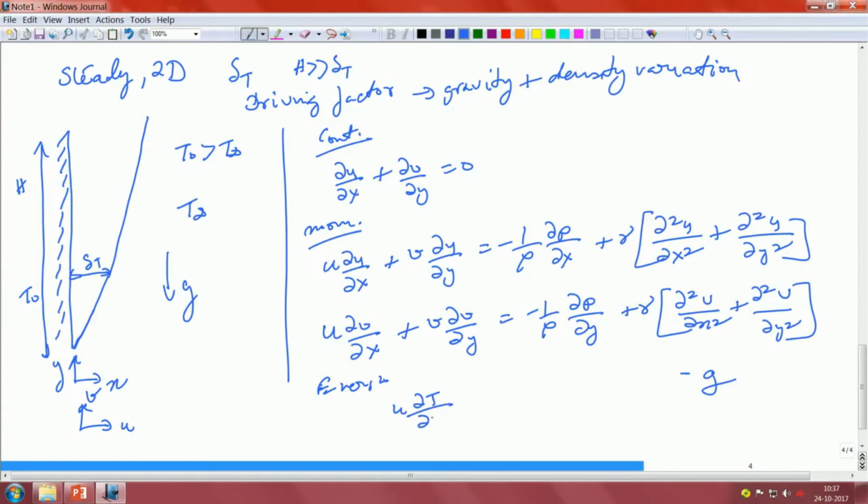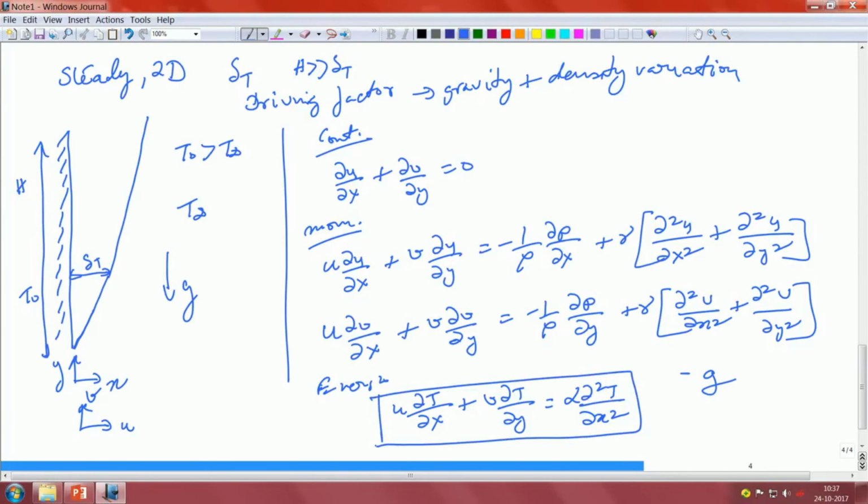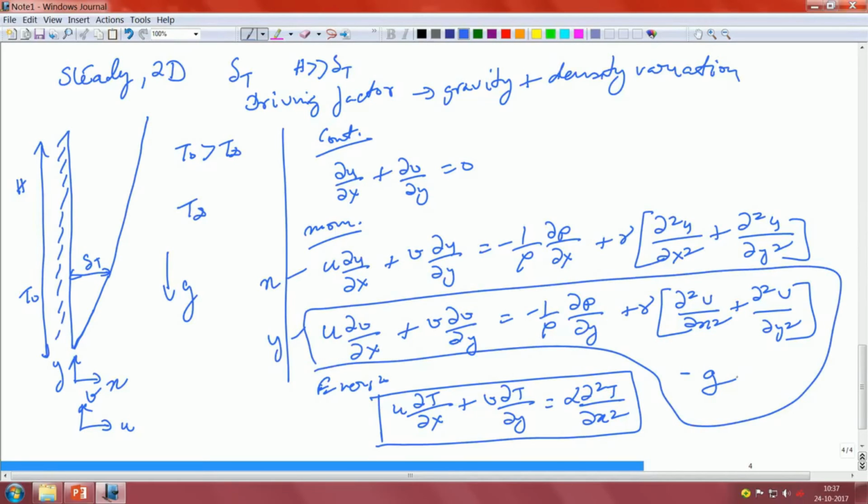is u dT/dx plus v dT/dy equals alpha d²T/dx², right. Okay. So, x momentum, y momentum, continuity, these are the equations that you have. This is a part of the y momentum with g. So, this is the only additional term that you see over here, which you have not seen in the case of forced convection, because forced convection is forced. So, gravity is too small for those things.